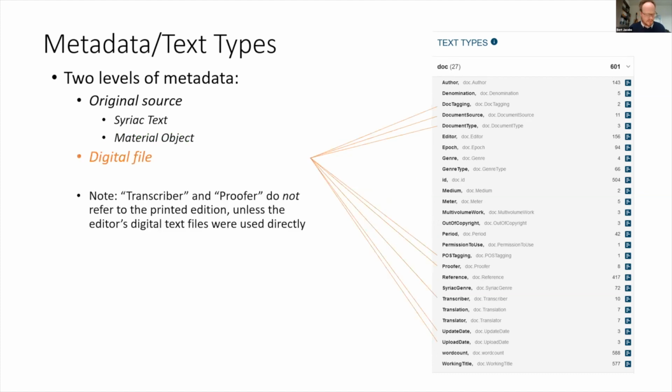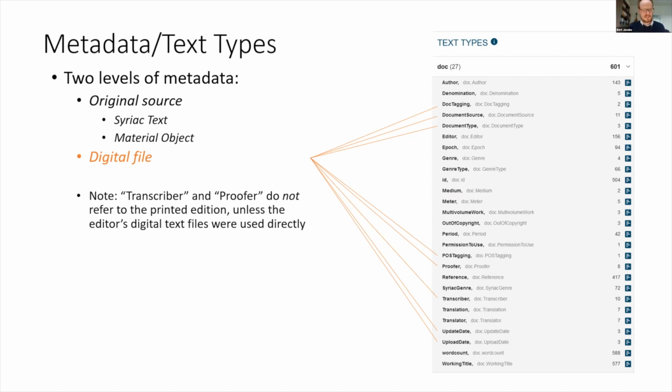And then we come to the digital file. This information is interesting if you want to know how the corpus was built, but I'm guessing you won't use this in your searches for your research. All of this has to do with the digital file that was created mostly through OCR and uploaded to Simtho. Note also here that transcriber and proofer refers to the digital file, not the printed Syriac text. The only exception is when the editor gave his digital files to us, then he is also the transcriber and the proofer.